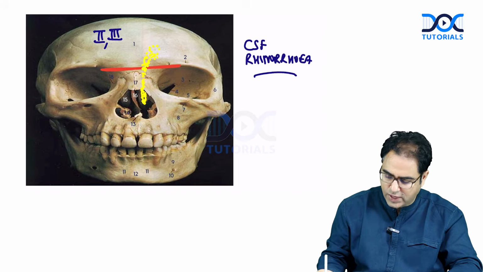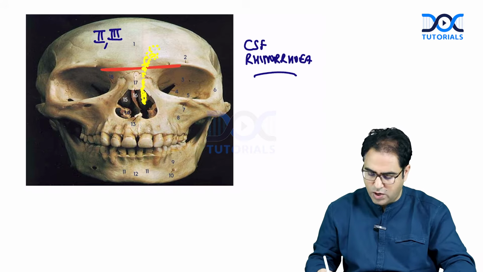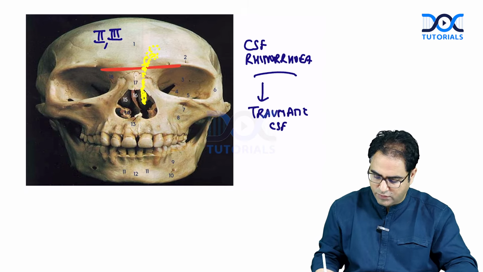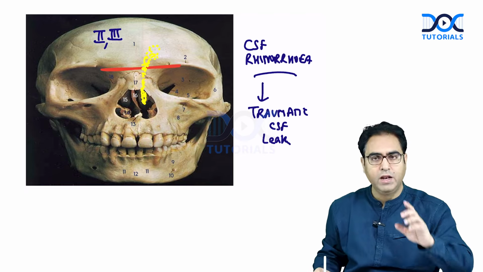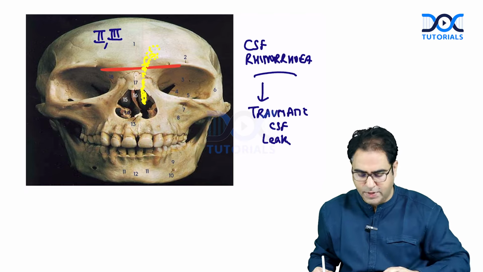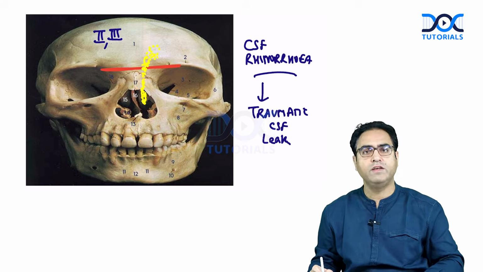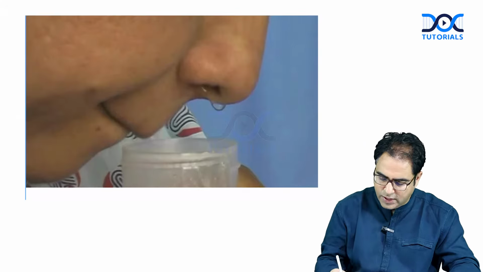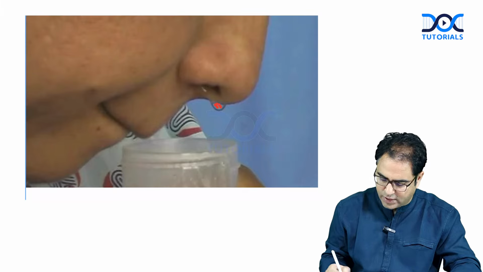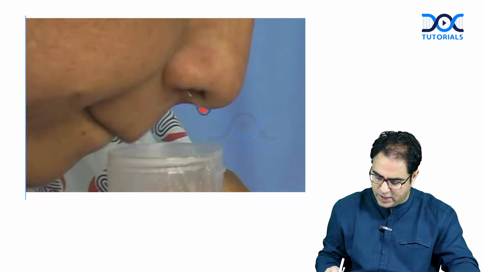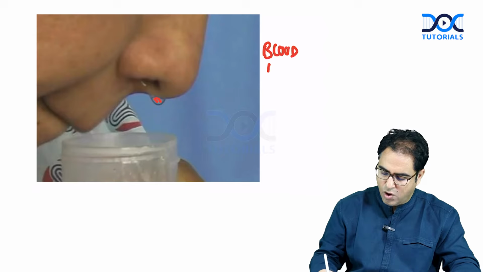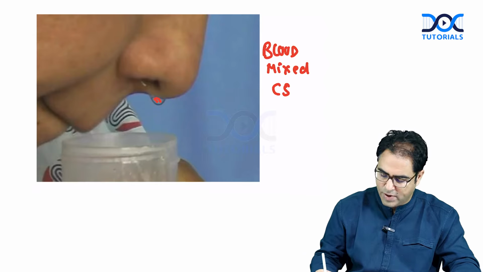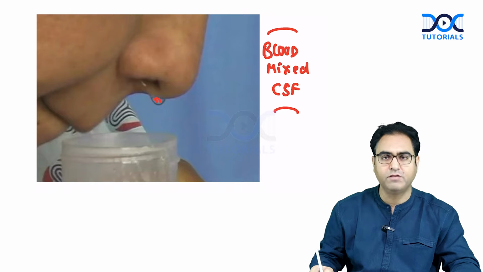CSF Rhinorrhea. Okay. And this type of leak is called traumatic CSF leak. In LeFort 1, you don't have CSF Rhinorrhea. But LeFort 2, LeFort 3, you can have CSF Rhinorrhea. My dear friend, traumatic CSF leak, if you see carefully, there will be some amount of blood over there. Traumatic CSF leak is blood mix CSF. All CSF leaks are not blood mix.